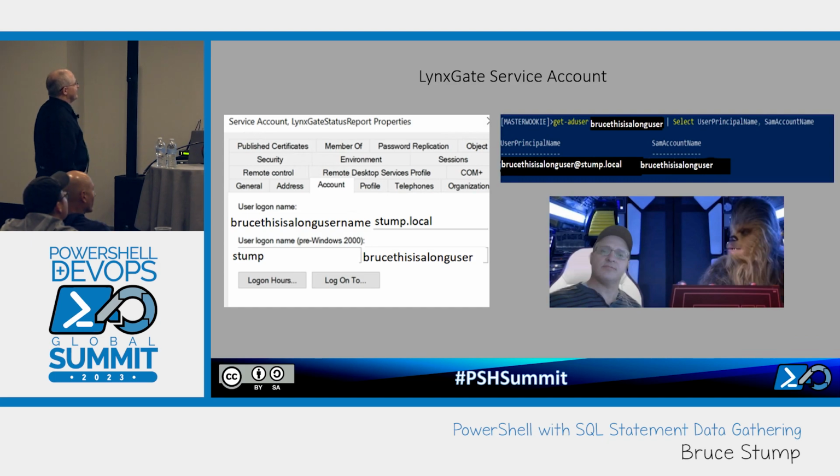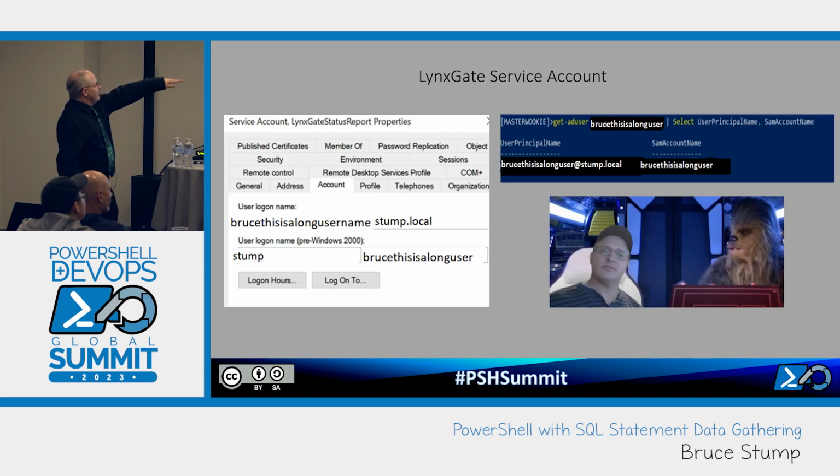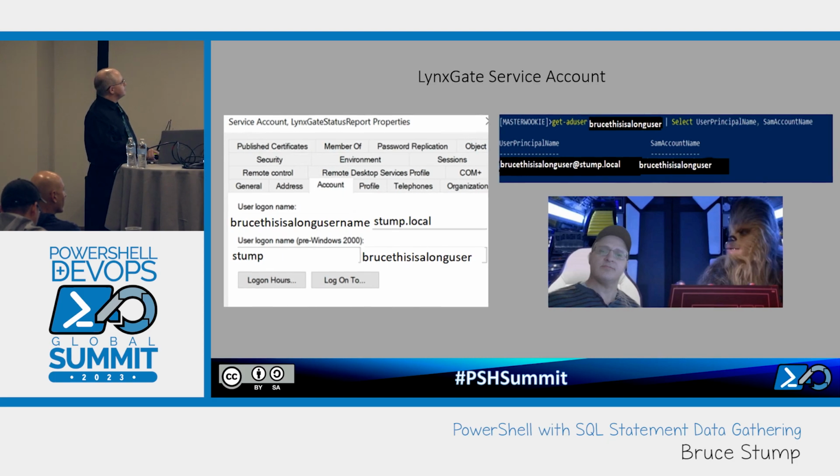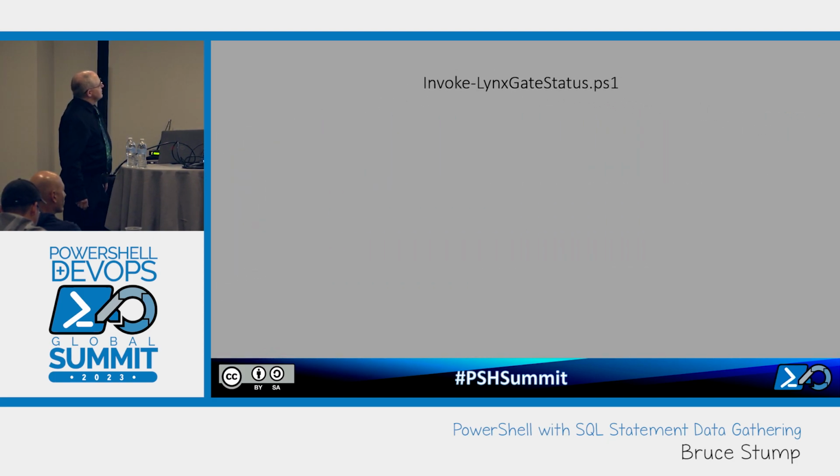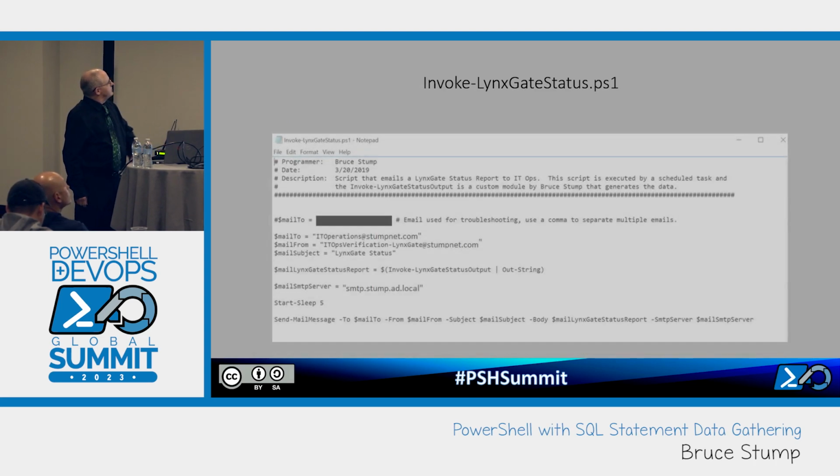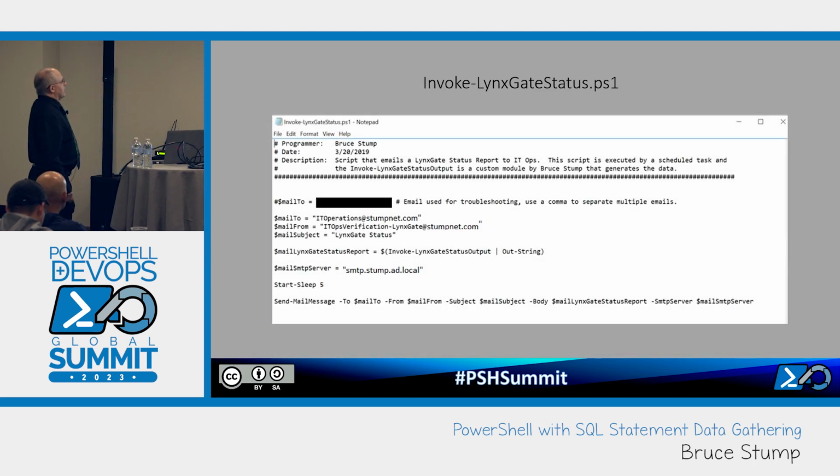But if you look at Active Directory in PowerShell up there, it's the same thing as the SAM account username. And then the Invoke Linkscape status. This is the PS1 script, which is pretty simple.